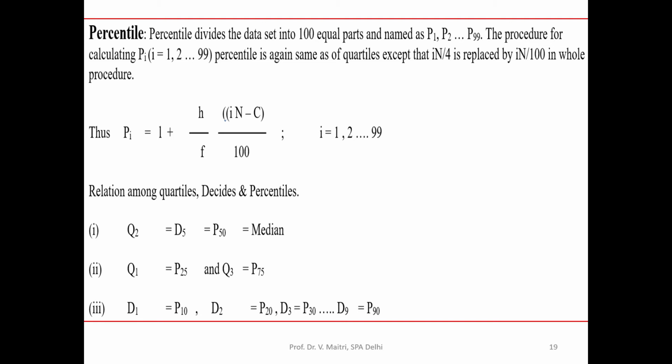So depending upon the scope of your exercise and the application, you have to decide which method you are going to use: quartiles, median, deciles or percentiles.